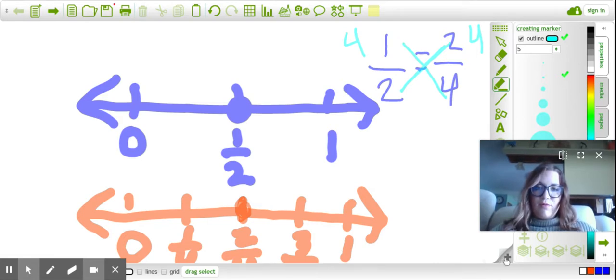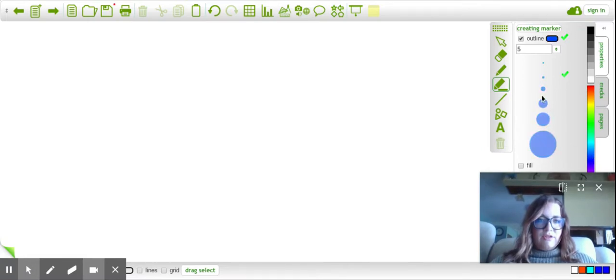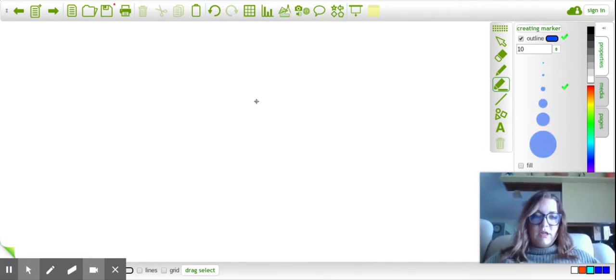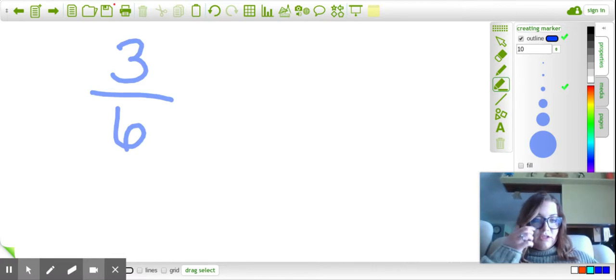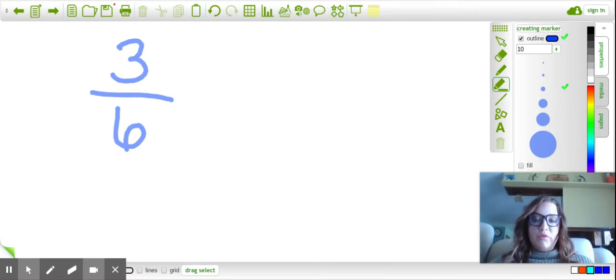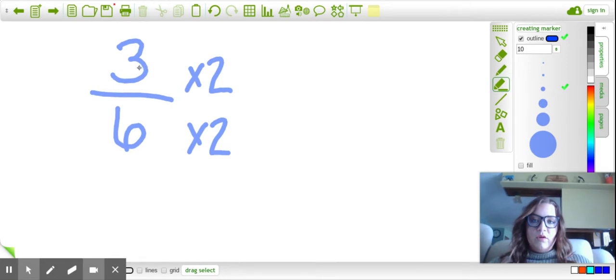Now I'm going to show you another way. Okay, another strategy that we could use is multiplication. So if I have a fraction 3/6 and I wanted to just make up another equivalent fraction, I could use multiplication by multiplying. I'm going to use the number 2 because that is an easy number to use. I'm going to multiply 2 to the numerator and the denominator. And what I will get is an equivalent fraction.